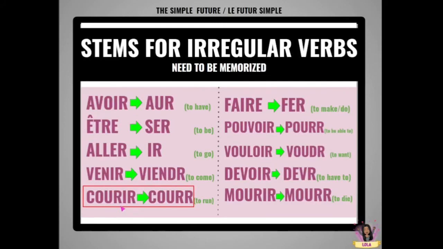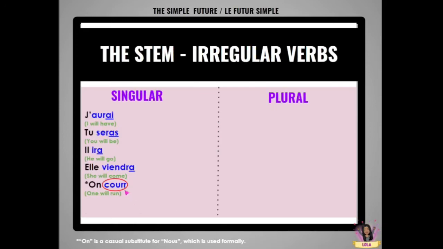The next one is courir, which becomes cour, C-O-U-R-R. And there it is. So en cours. And then the ending with en is with an A. So en courra, one will run.